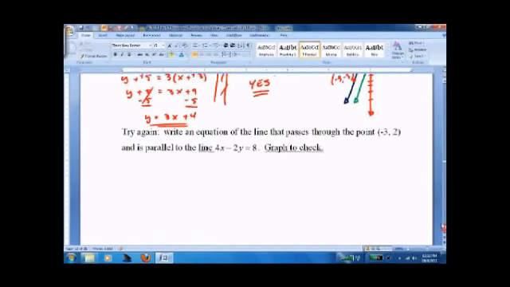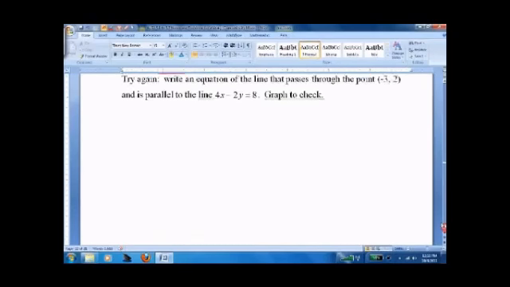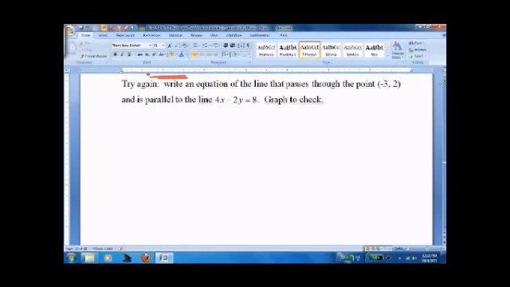Try it again. This time I've made your life miserable. I've given you a line that is not set up in slope-intercept form, so you've got to go mess with it. So 4x minus 2y equals 8. Subtract 4x from both sides. -2y equals -4x plus 8. Divide by -2. y equals 2x minus 4. m equals 2. So that's our original equation.